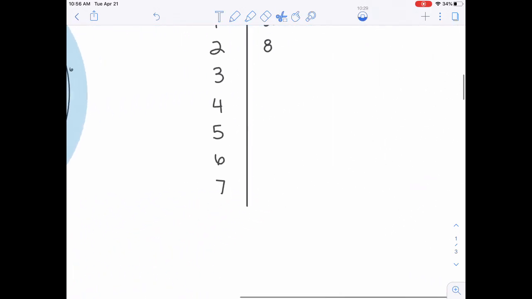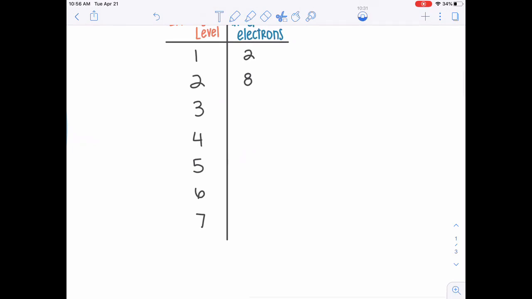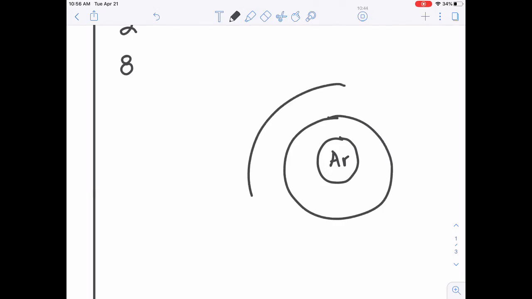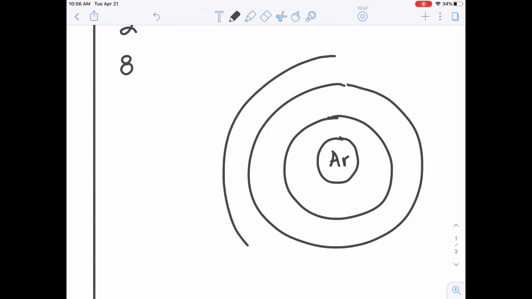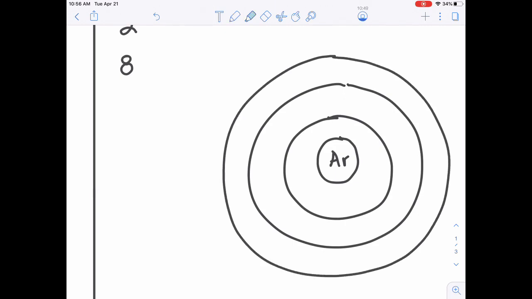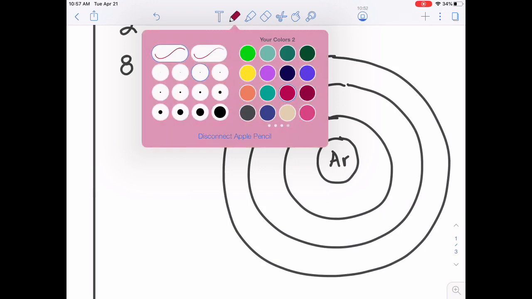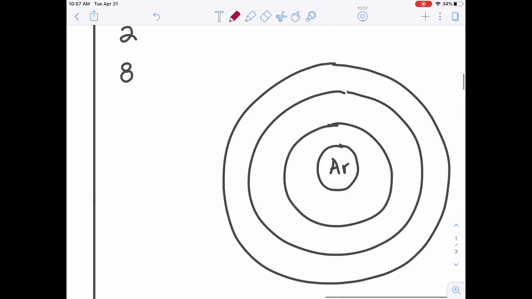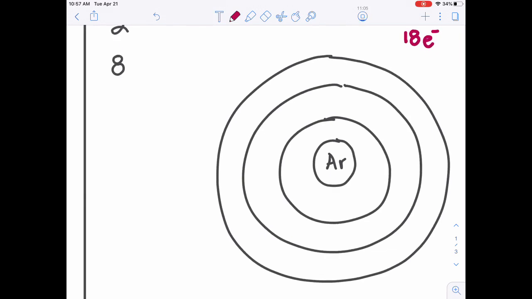We would need an atom larger than magnesium if we wanted to fill the third energy level. So if, for example, we did argon, and I'm going to do this one a little faster. So argon, we just put argon in the center, and we're going to fill electrons. Argon has 18 electrons, and again, I know that by looking up argon on the periodic table.